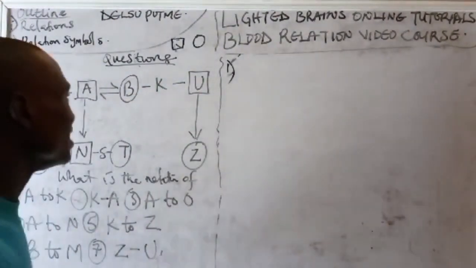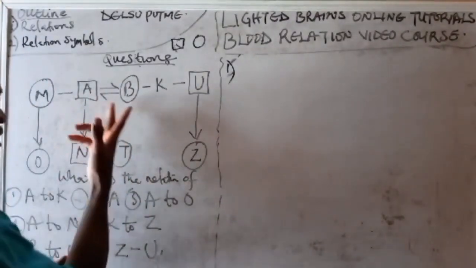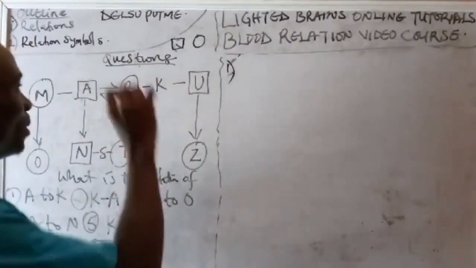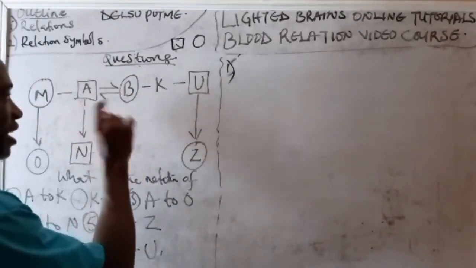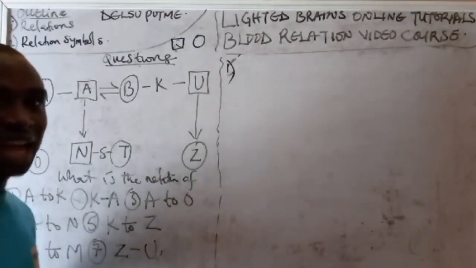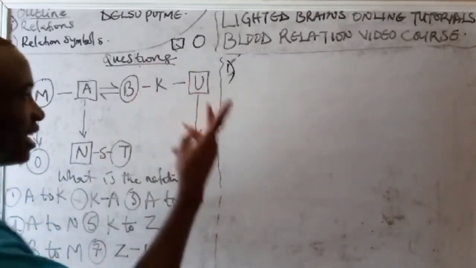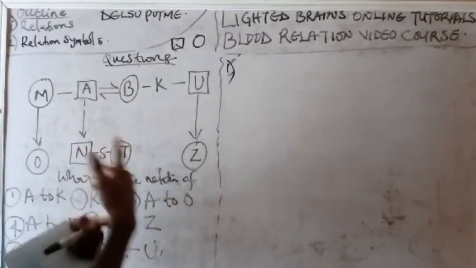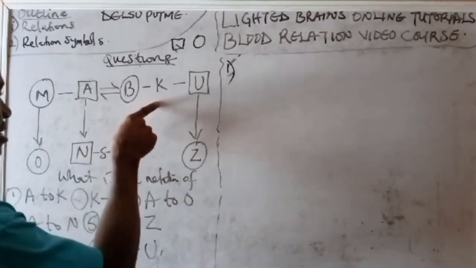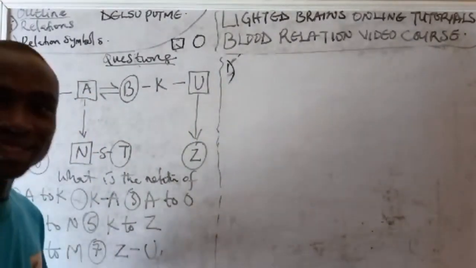Do you understand now? And it happens that B is the wife of A. How do we know that B is the wife of A? Look at the symbol there and look at the circle there. B is the wife of A and K is sister to B or brother to B. Do you understand now? So we can say that this one is either sister-in-law or brother-in-law towards A. Do you understand now? That is just the answer.